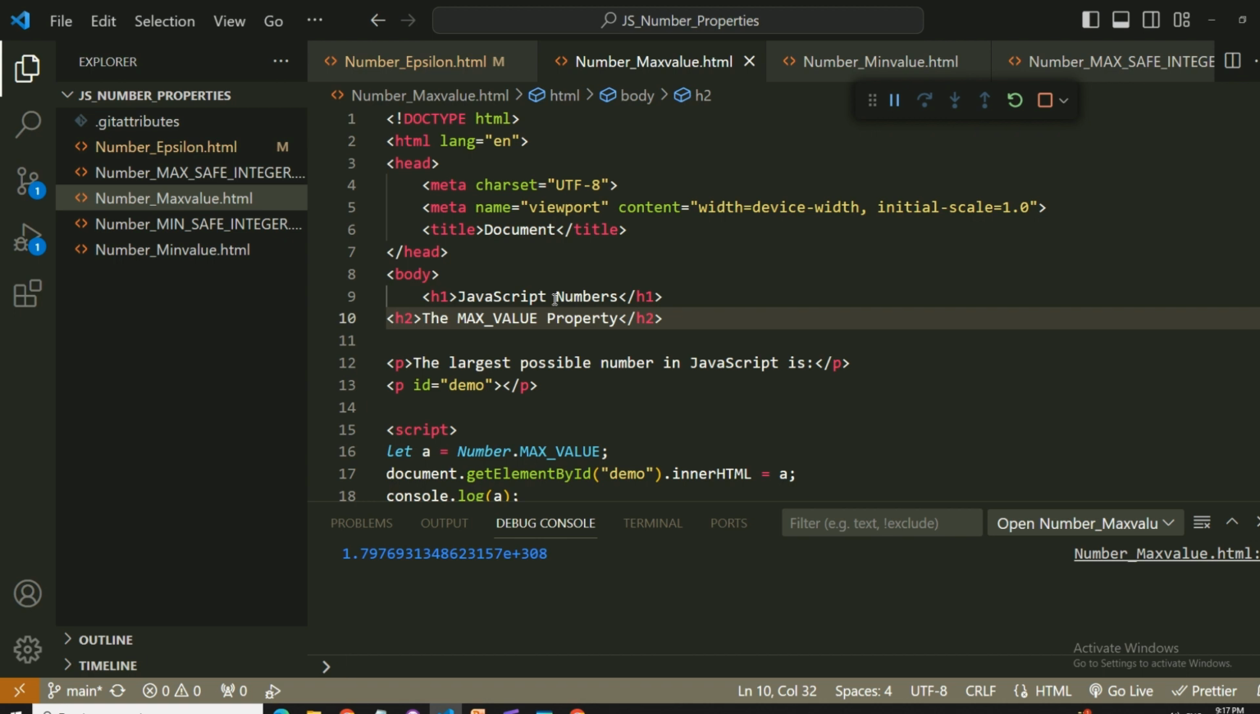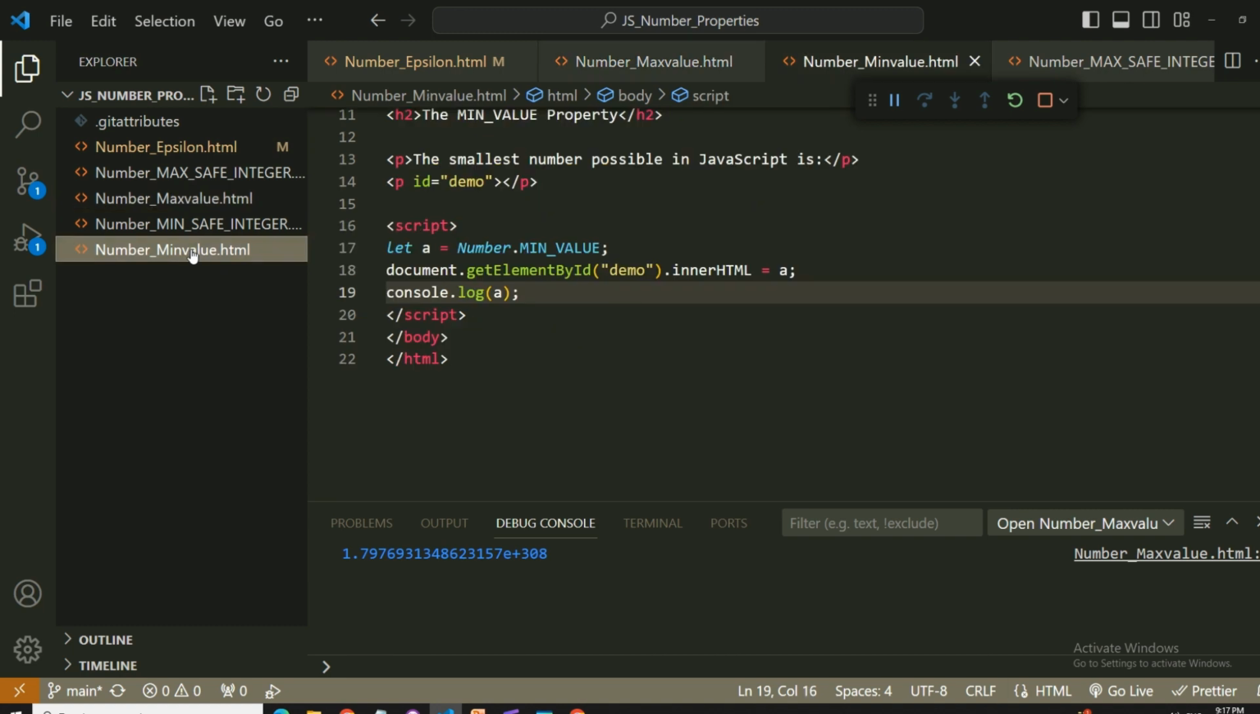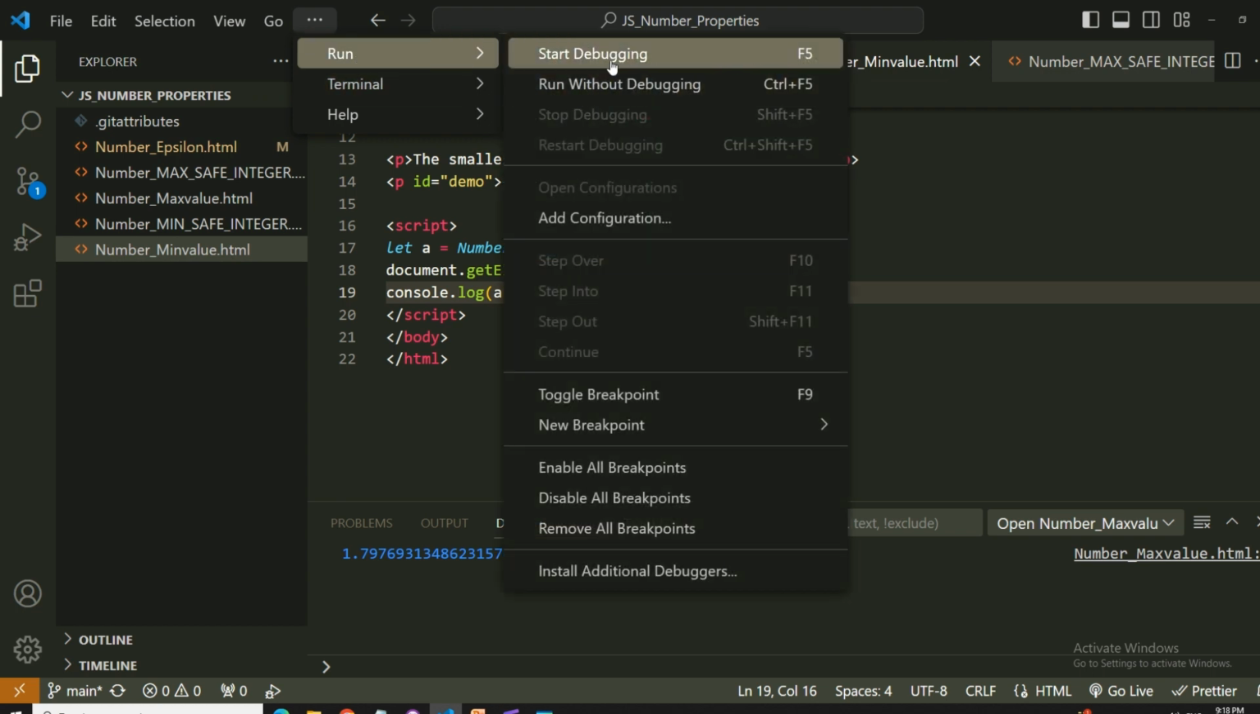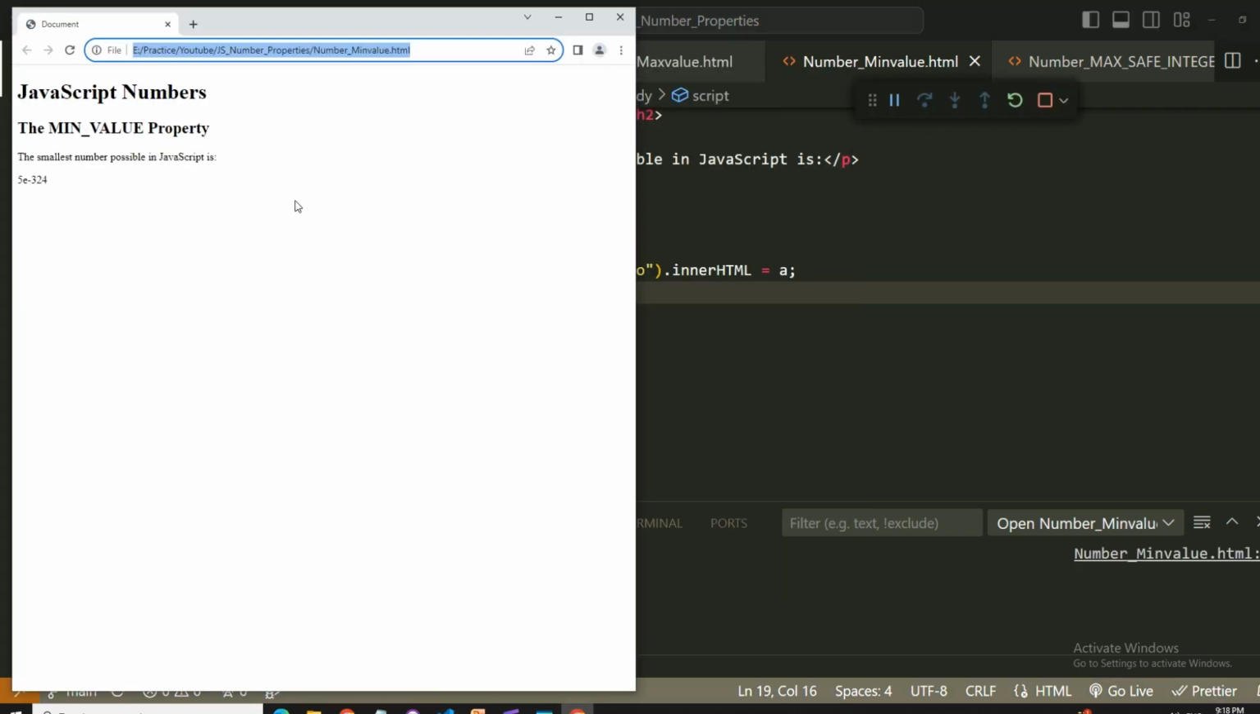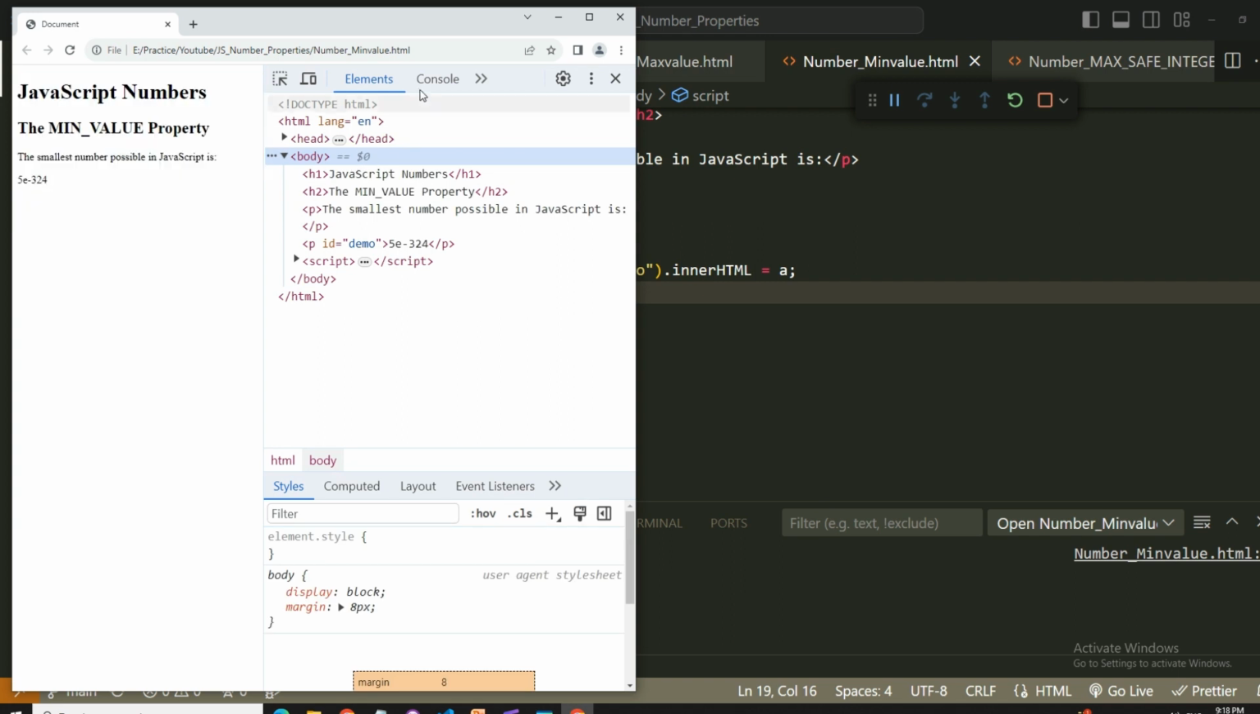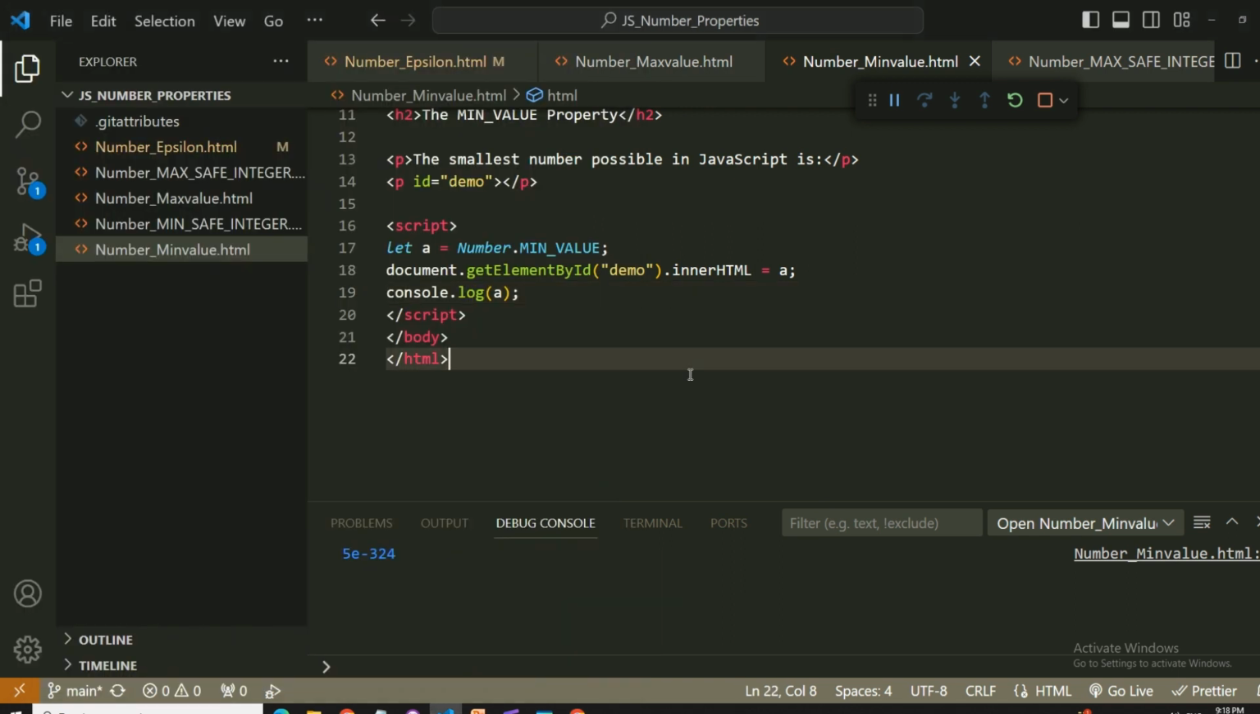Now next we will move on to the minimum value of JavaScript. Stop the program, rerun it. So the minimum value possible in JavaScript is 5e minus 324.